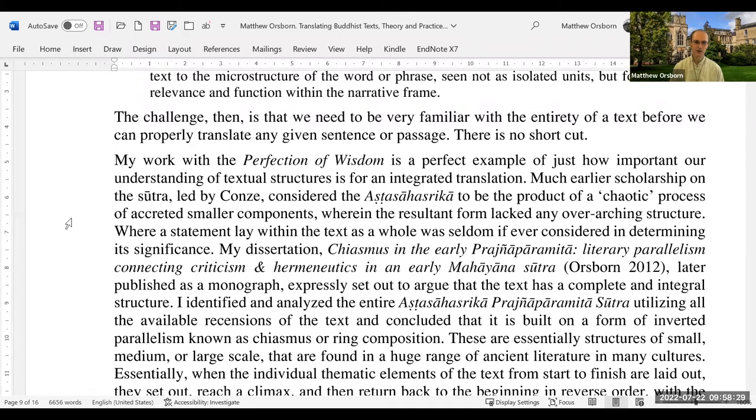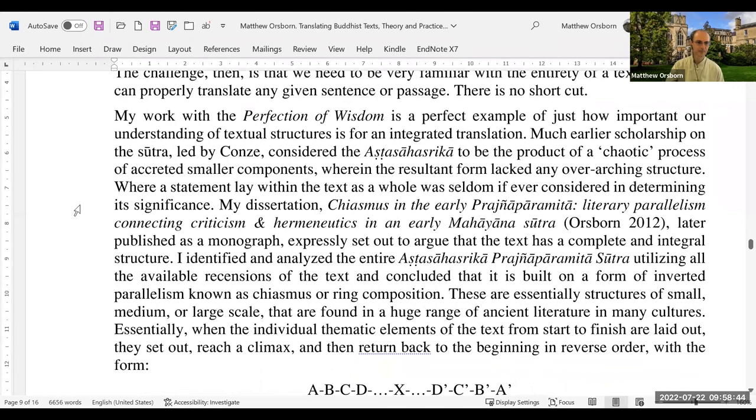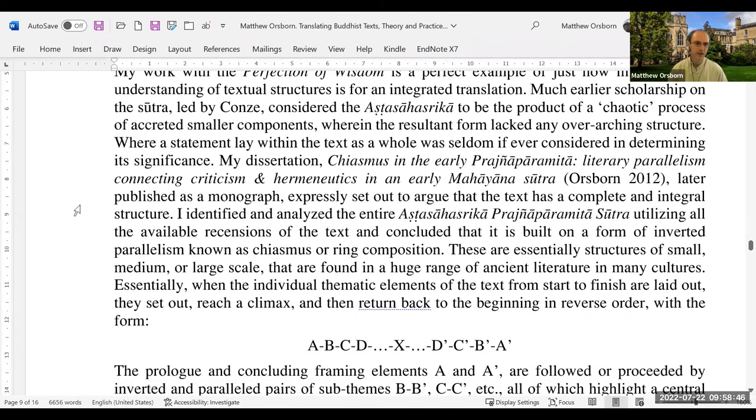Now, much earlier scholarship on the sutra, led by Edward Conze, considered the Ashtasahasrika to be the product of a chaotic process of accreted smaller components, wherein the resultant form lacked any overarching structure. He literally called it chaotic. Where a statement lay within the text as a whole was seldom, if ever, considered in determining its significance.